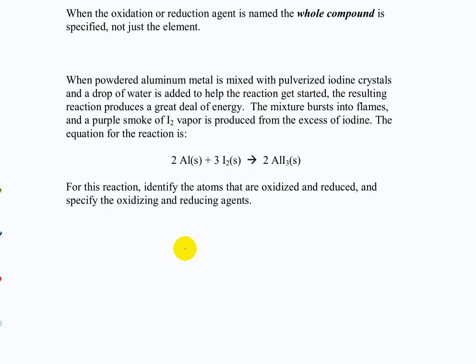Let's try one now. See if you can try this one on your own. When powdered aluminum metal is mixed with pulverized iodine crystals and a drop of water is added to help the reaction get started, so that's not considered in the reaction, that's a catalyst. The resulting reaction produces a great deal of energy, bursts into flames, purple smoke is produced. Here's the equation. For this reaction, identify the atoms that are oxidized and reduced, and specify the oxidizing and reducing agents.